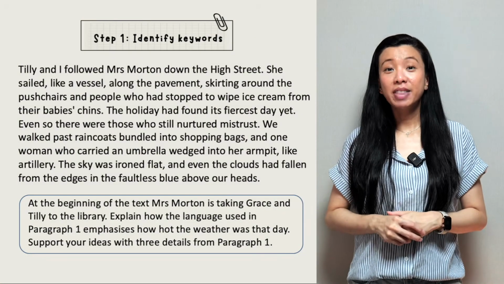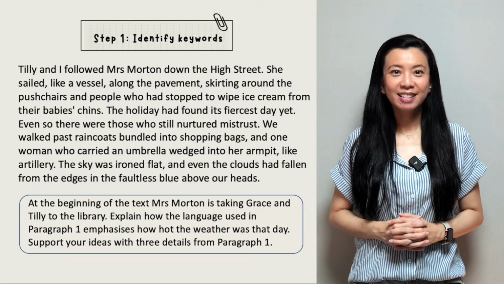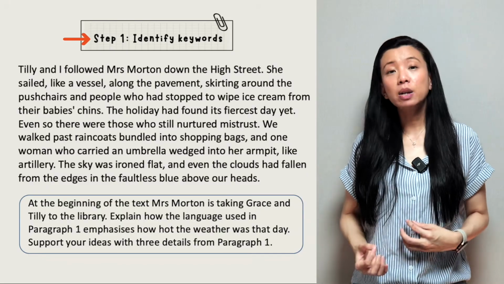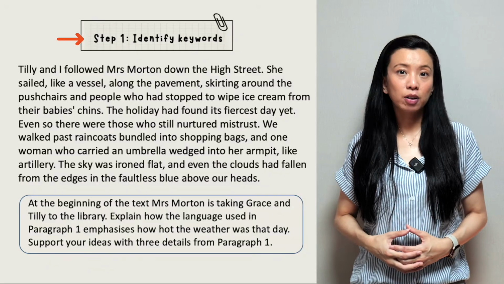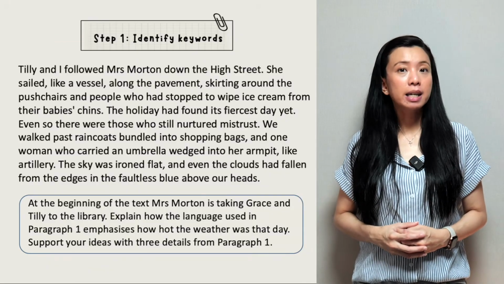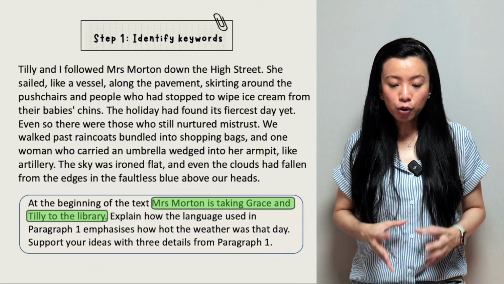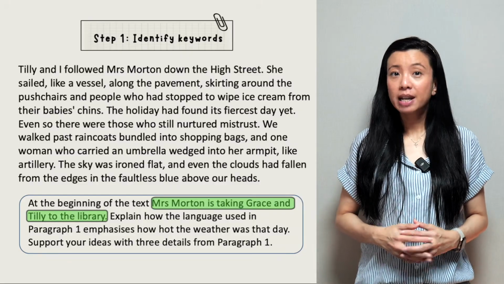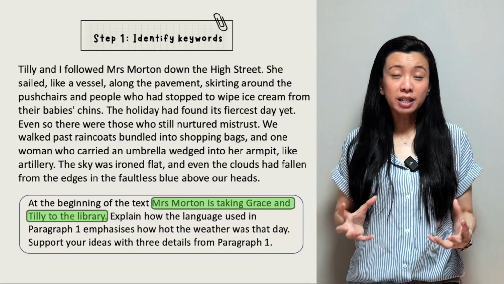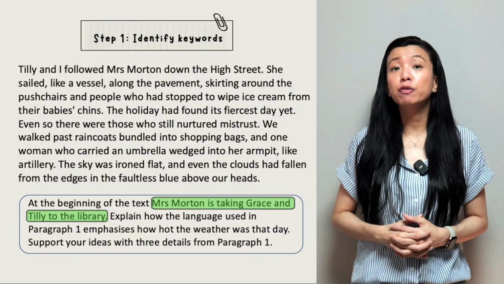Okay, so I hope you've done that. Now let's go through the question together. In step 1, we have to identify the keywords and ideas in the question itself. So the first thing I've identified is Mrs. Morton is taking Grace and Tilly to the library. Again, this tells us a bit of the context and where to find the information from the text.